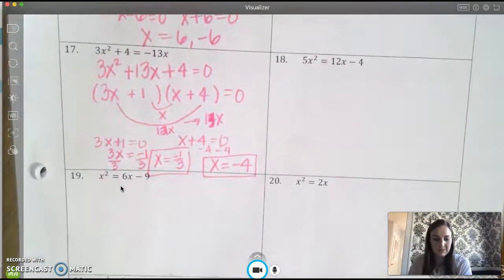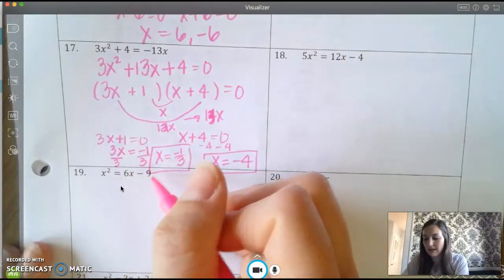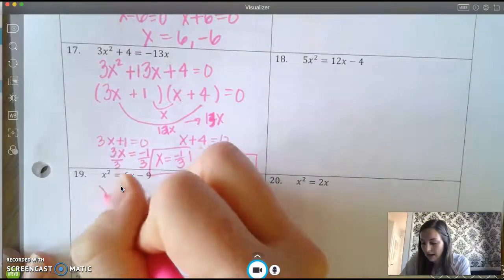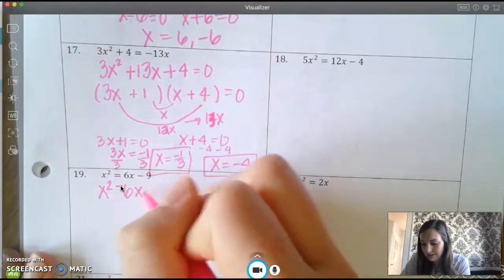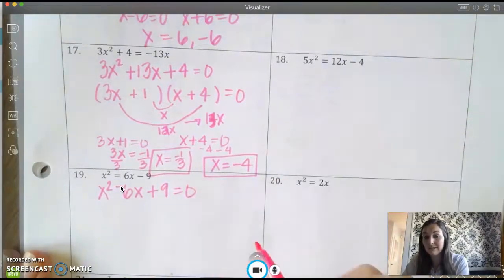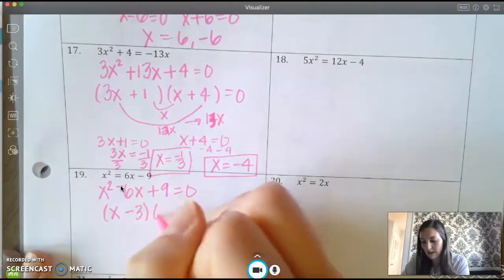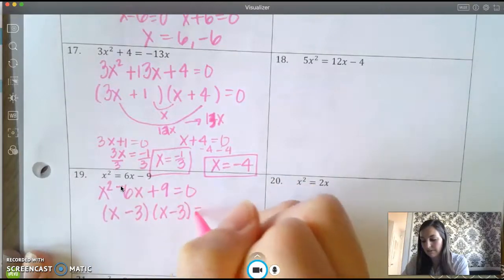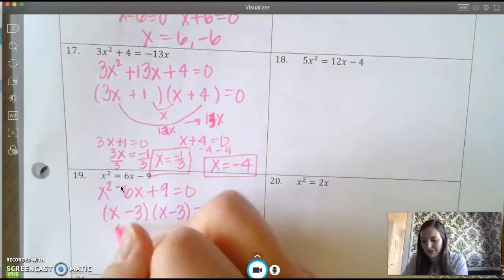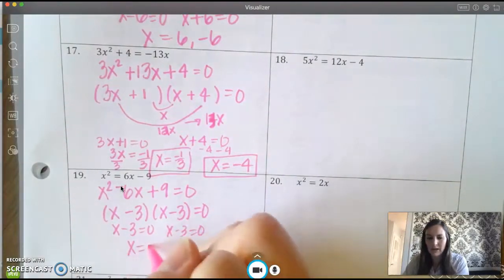Okay, next one here, I'm going to move 6x and negative 9 to the other side. Again, it's better if our x squared is positive. So I'm going to get x squared minus 6x plus 9 equals 0. So two numbers that multiply to 9 and add to negative 6, and that is x minus 3 and x minus 3. I'll set each of those equal to 0, but they're the same expression, so I'm going to get the exact same thing. I get x equals 3 and x equals 3.